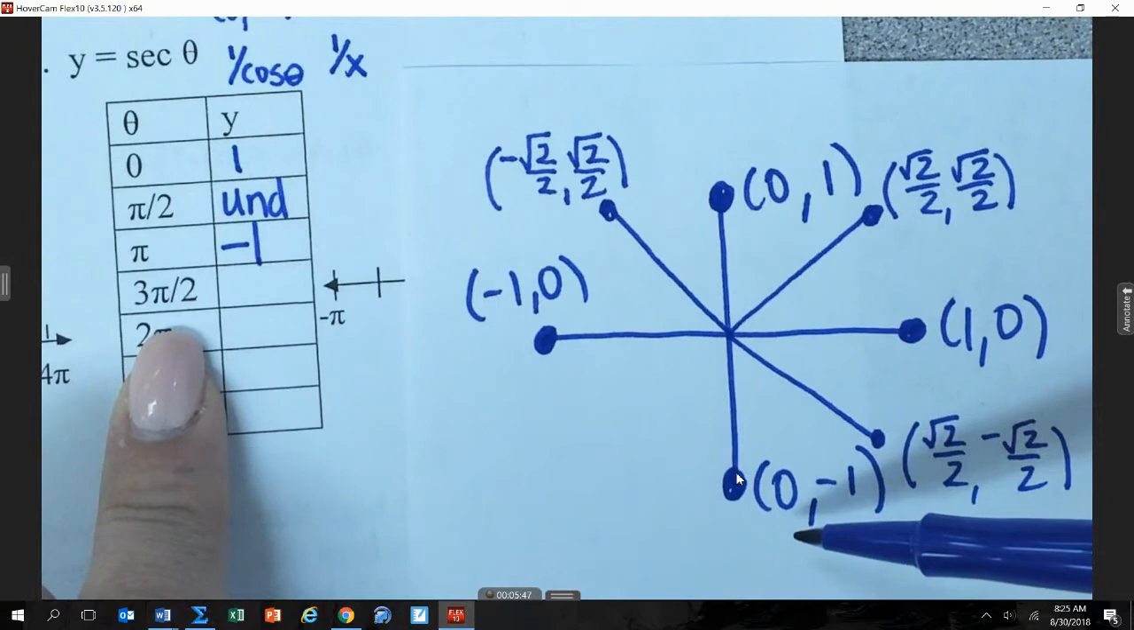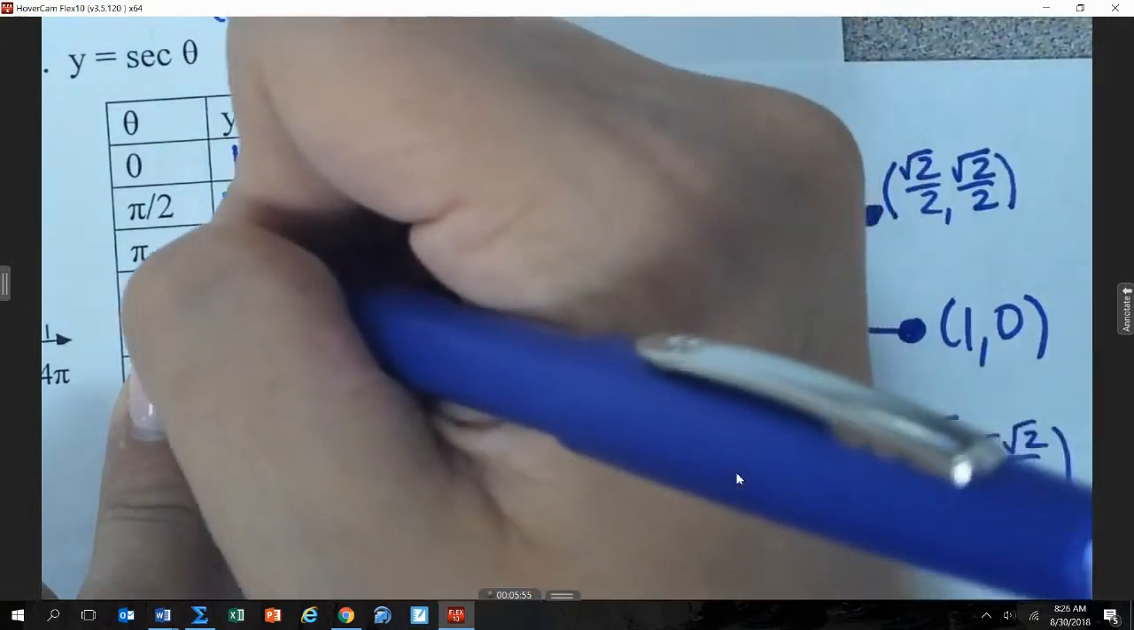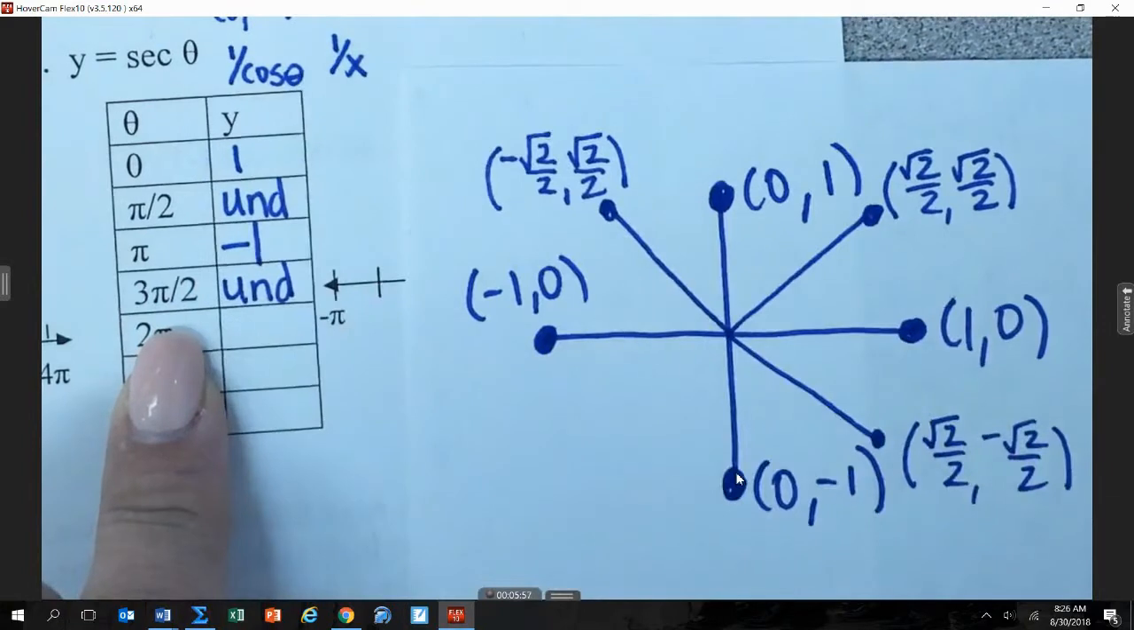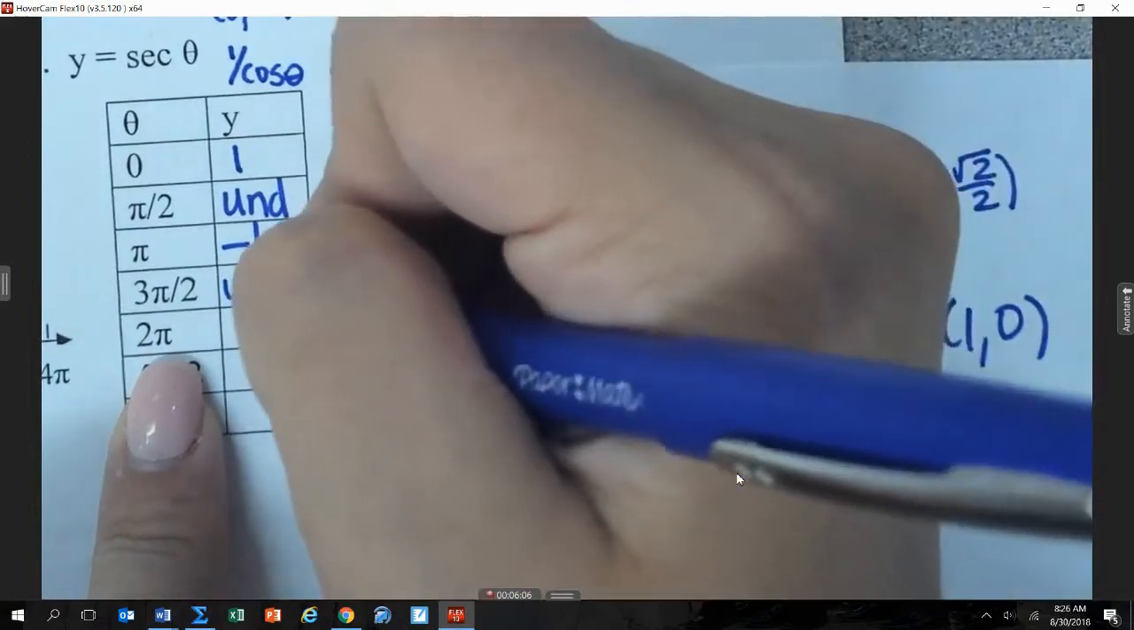3 pi over 2, that's going to be down here. 1 over x, let's pop up to the front. Nathan, what would that be? What's 1 over x at 3 pi over 2? That's undefined. Great, because you're right, it'd be 1 over 0. Okay, at 2 pi, we're over here at this point. What would that be, Kyle? What's 1 over x? 1. Great, 1 over 1 is 1.